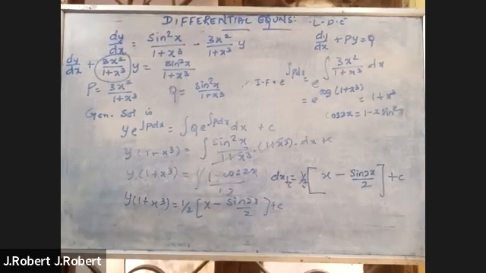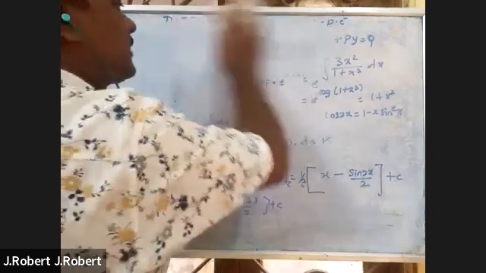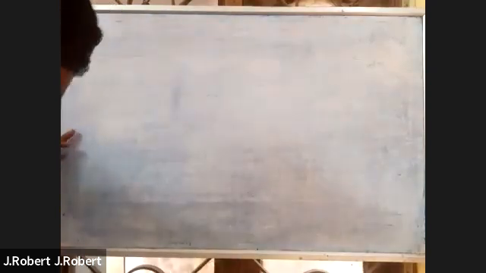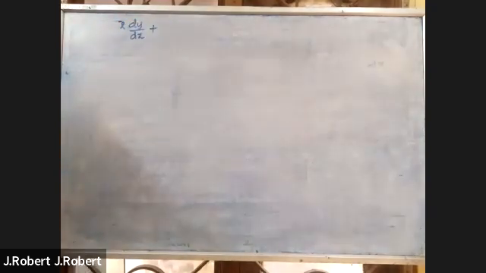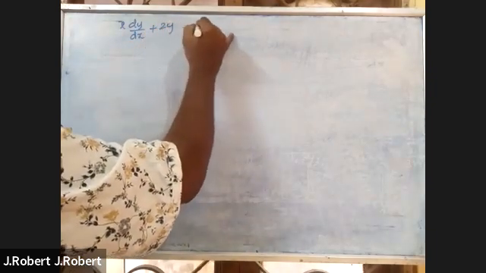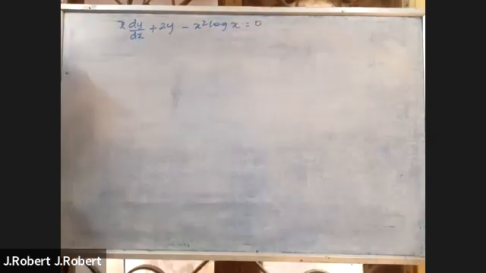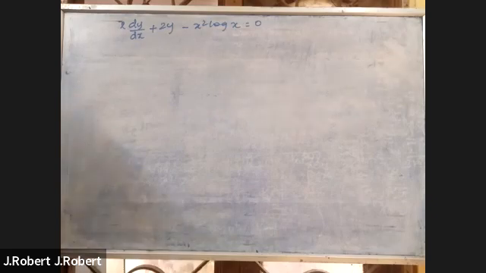The next problem. Solve x dy by dx plus 2y minus x squared log x is equals to 0.